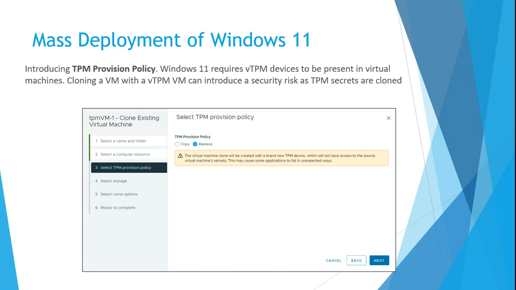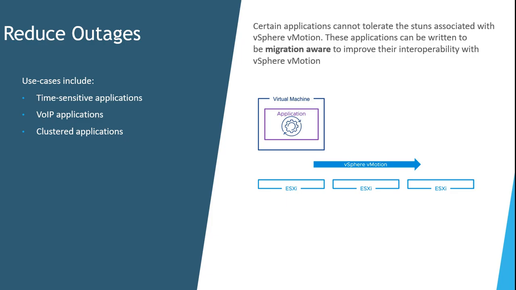The clone option will clone the vTPM secrets, whereas the replace option will reset the vTPM device as if a new one had been added, and it will be a unique one, I guess. Yeah. And the next one is reduce outages. Now, how are we going to reduce outages?